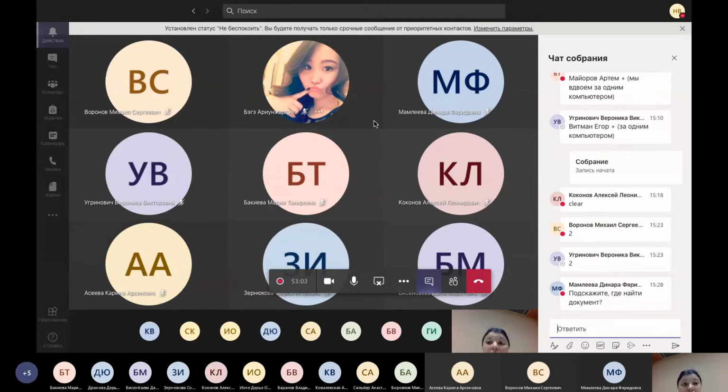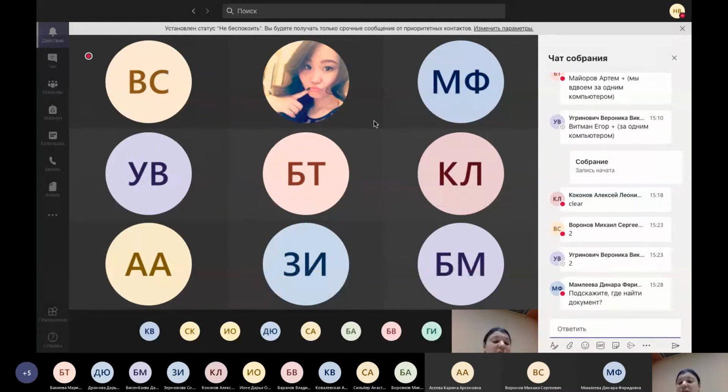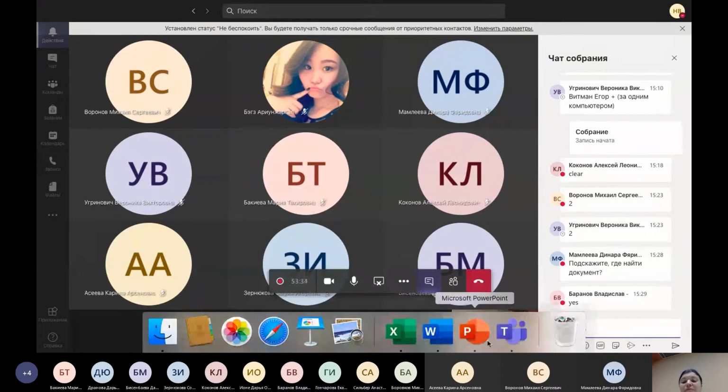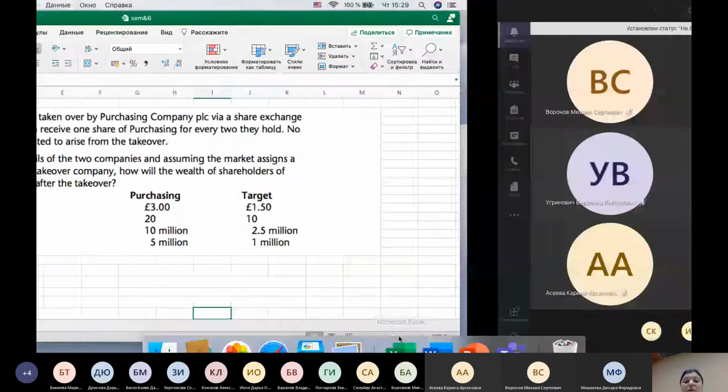Dinara, in the files of our group, Seminar 6, did you find it? Dear colleagues, did you find this document in the documents of our group, investment analysis? Please write your answer. Yes, good. In our docs.